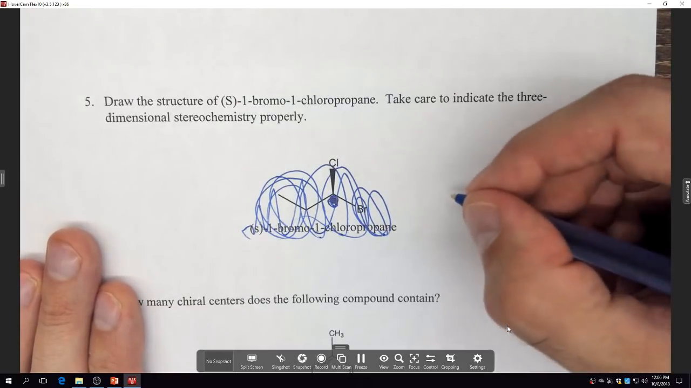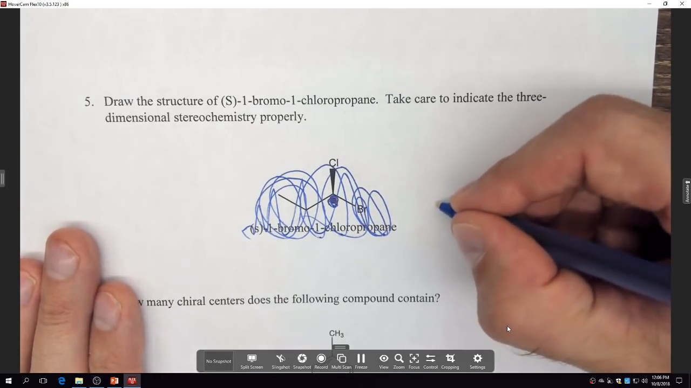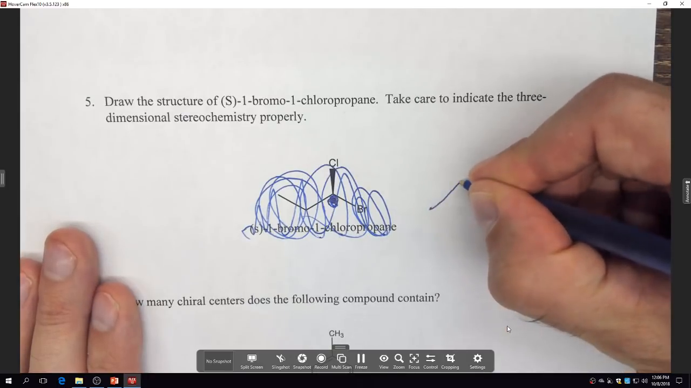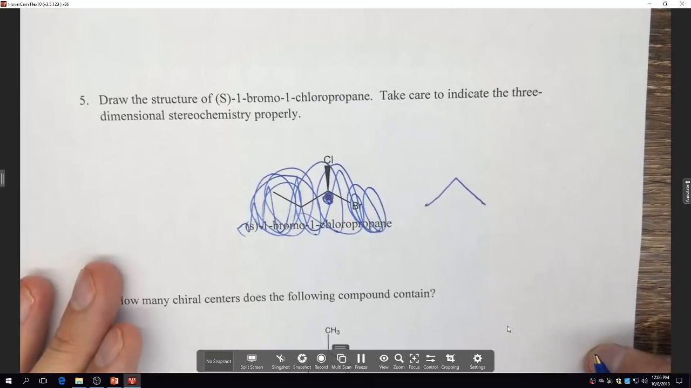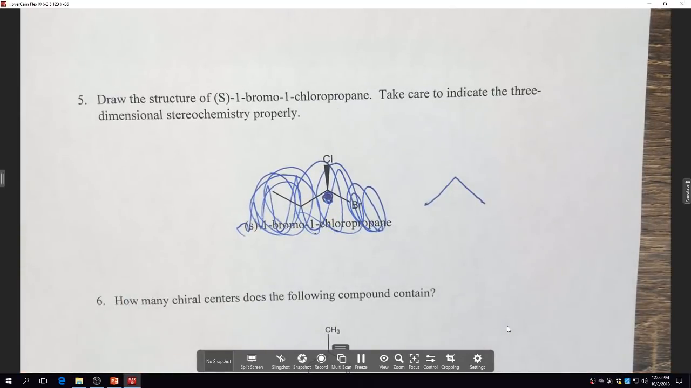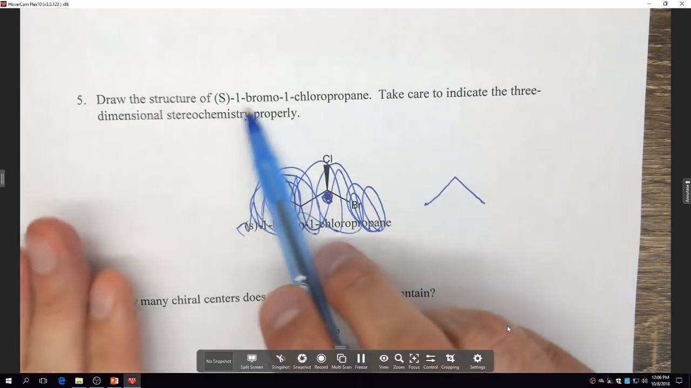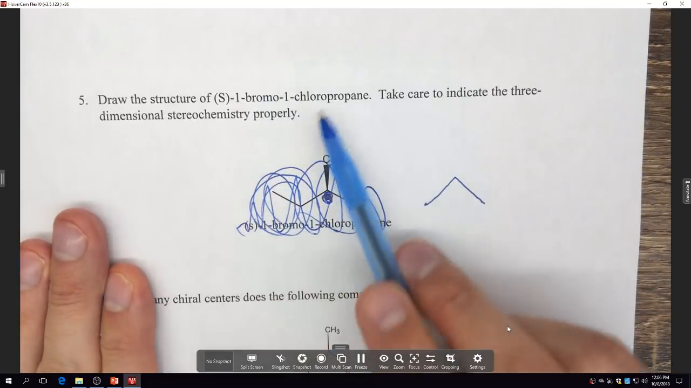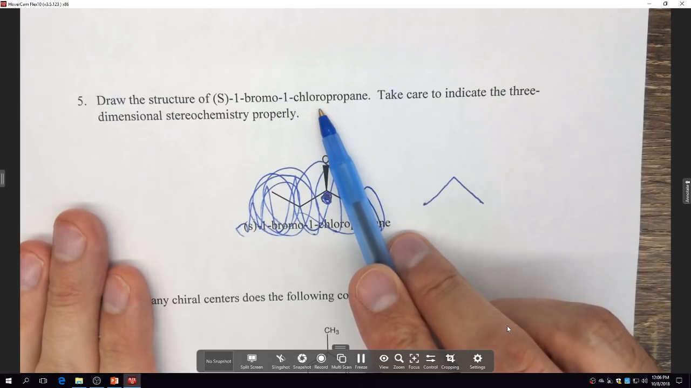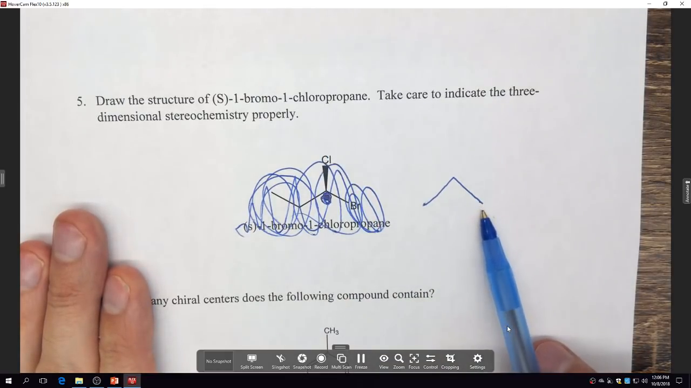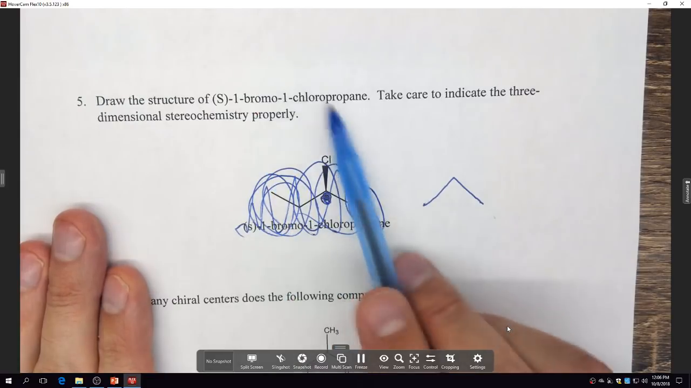C3H8, or it's a 3-carbon chain. So I'm going to draw the skeletal formula of a 3-carbon chain like that. Now, on carbon 1, I need to put a bromo and a chloro, and I want to make this S. So, what else is going to be on carbon 1 besides a bromo and a chloro?